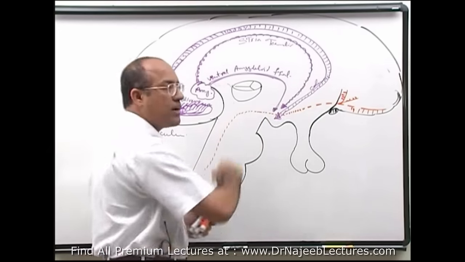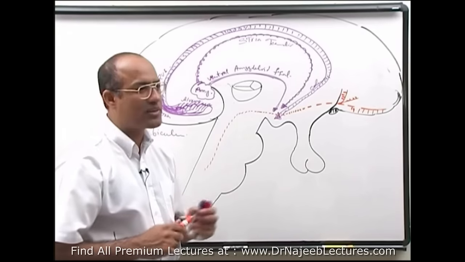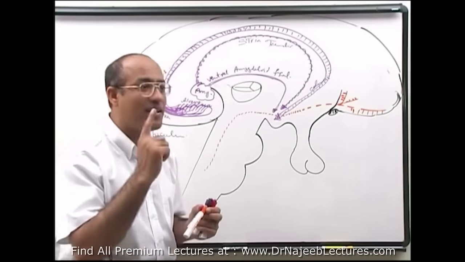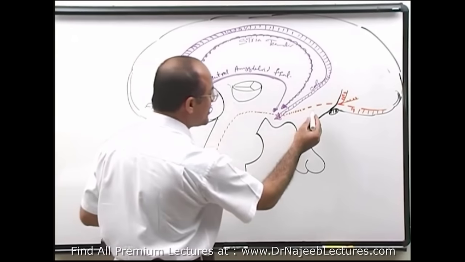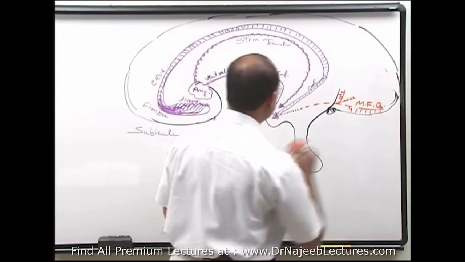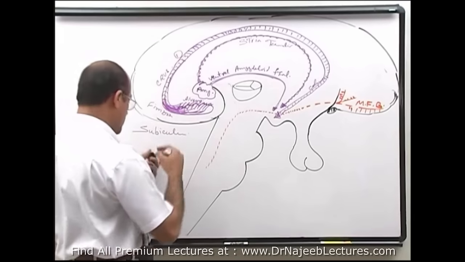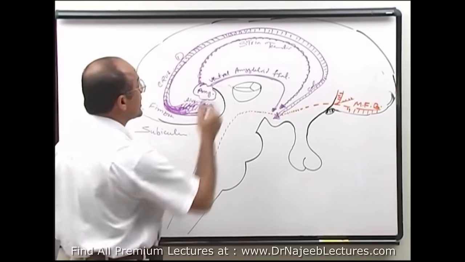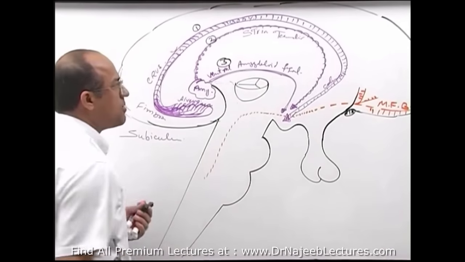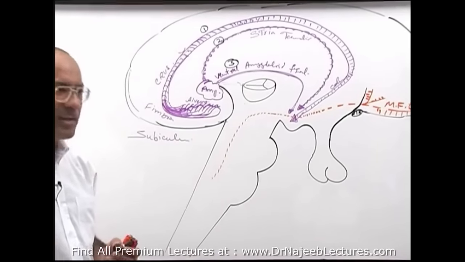Who will tell me the name of this pathway? Excellent. I'm really so happy with all of you. I was not expecting you could tell me the name of this. What is this called? Medial forebrain bundle. Very good. Is that right? Now, how many pathways do you have up to now? One was fornix, second was stria terminalis, third is ventral amygdalofugal, right? Then from here you have the medial forebrain bundle. Is that right?